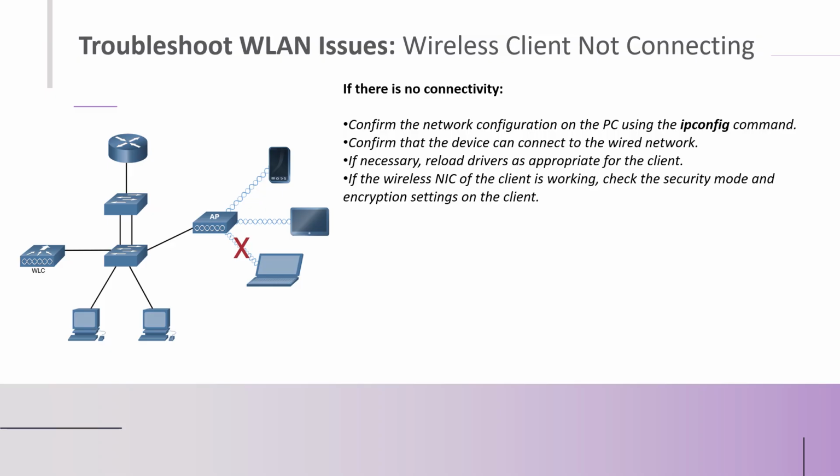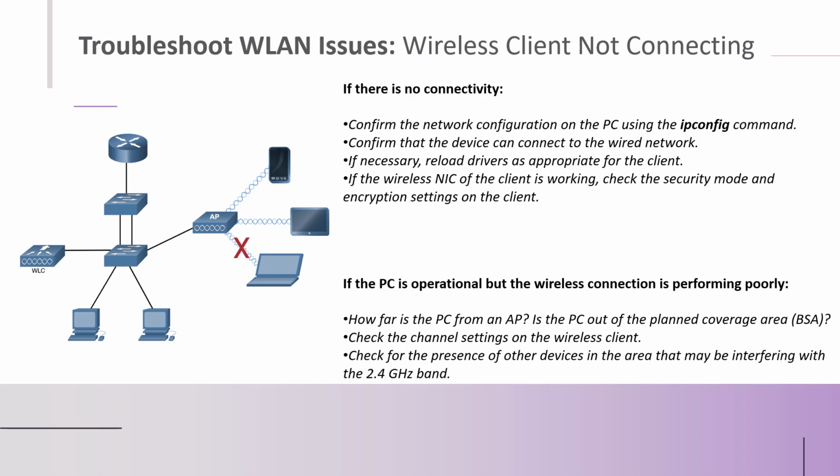If the wireless interface card of the client is working, check the security mode and the encryption setting on the client. If the security settings do not match, the client cannot gain access to the wireless LAN. And if the PC is operational but the wireless connection is performing poorly, we have to go through some other steps.